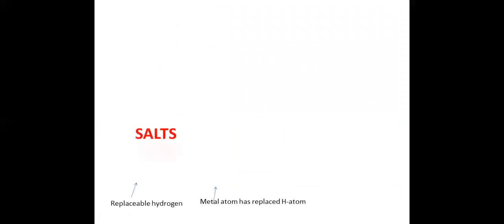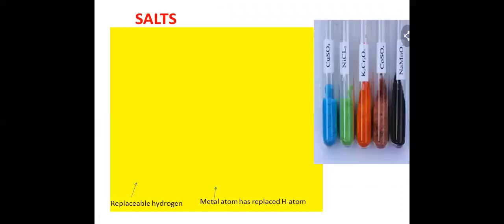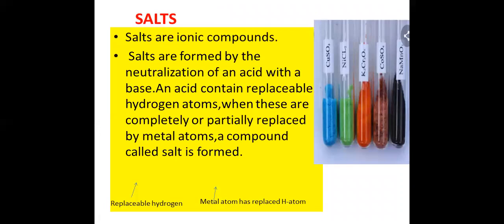The next important topic is about the salts. What are salts? Salts are ionic compounds. Salts are formed by the neutralization of an acid with a base. An acid contains replaceable hydrogen atoms. When these are completely or partially replaced by a metal atom, a compound called salt is formed.